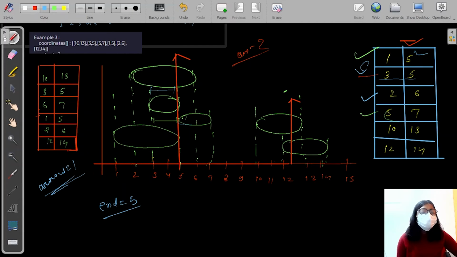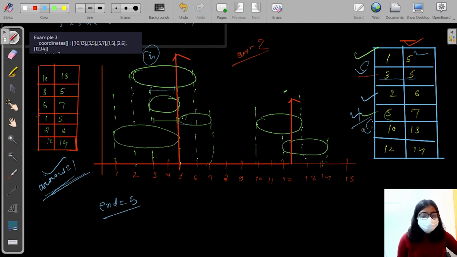My fourth balloon has its starting point equal to my ending point. It means both are sharing a common point. So I can pass an arrow that is going to burst all of my four balloons. So with this single arrow I can burst all of these four. Till this point I can burst all of these four balloons.